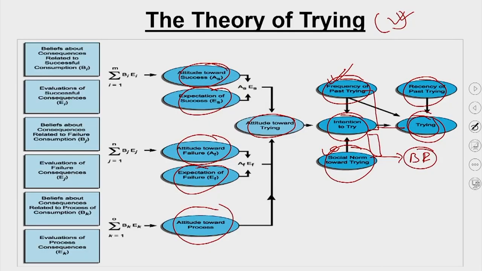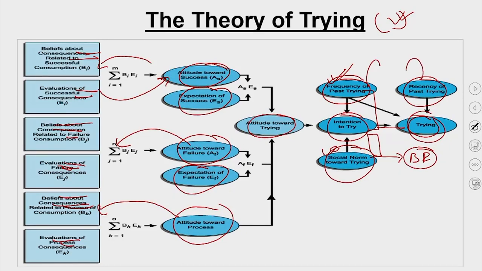And so, as we looked at, this attitude towards success is based on the belief about consequences and the evaluation of consequences. The attitude towards failure is related to belief about consequences related to failure, as well as evaluation of failures. And the attitude towards process is related to belief about consequences related to processes as well as evaluation of process. So basically, Sita's trying of a new gym is dependent on how frequently she has been to a gym in the past, how recently she has tried it, and what she thinks other people think about it, which itself depends upon her attitude towards trying, which is actually dependent on her attitude towards success, attitude towards failure, and attitude towards the process of using the gym to lose weight.